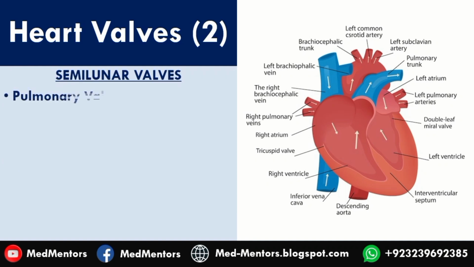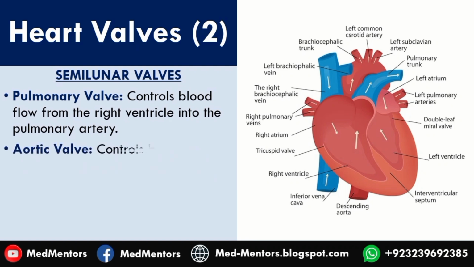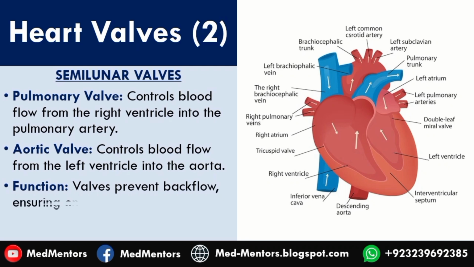Pulmonary valve. This valve controls blood flow from the right ventricle into the pulmonary artery, directing blood toward the lungs. Aortic valve. The aortic valve regulates blood flow from the left ventricle into the aorta, guiding oxygen-rich blood to the rest of the body. These valves are essential for maintaining efficient and organized blood flow.